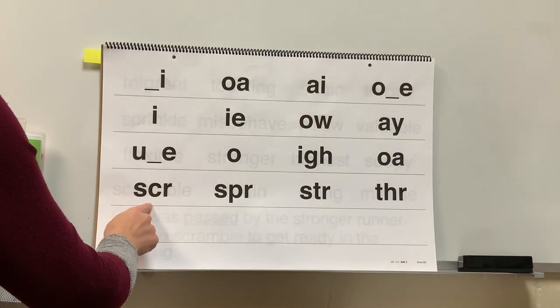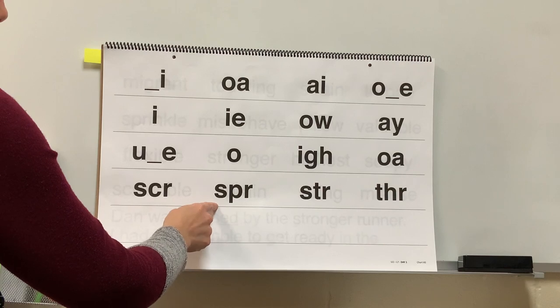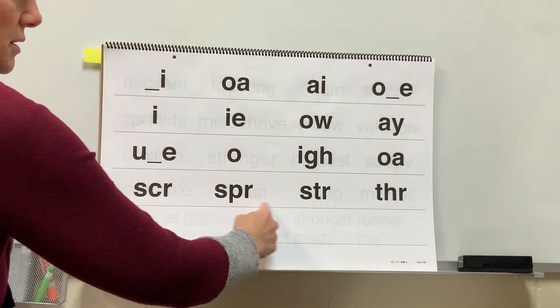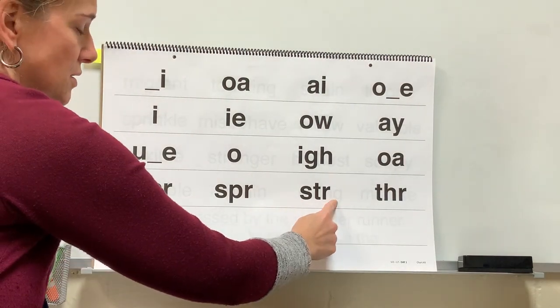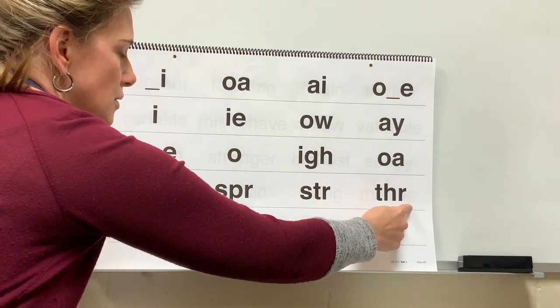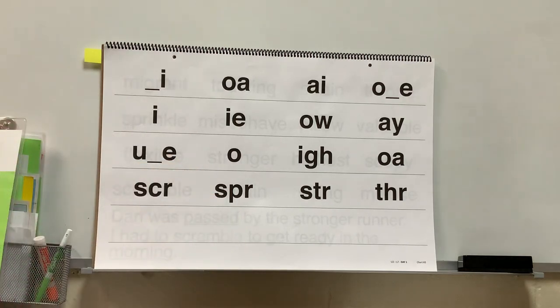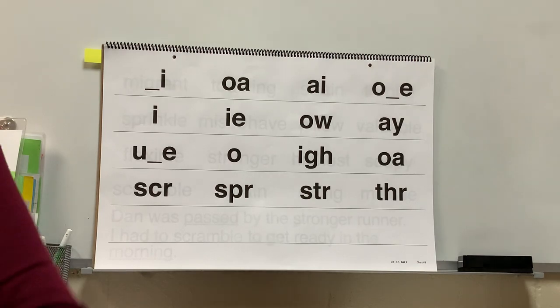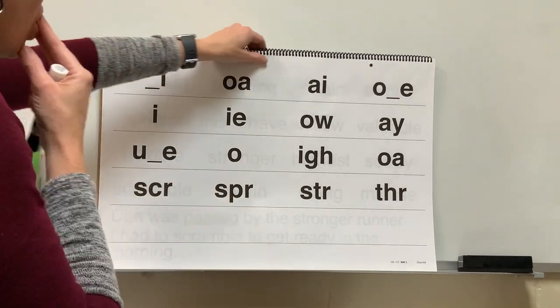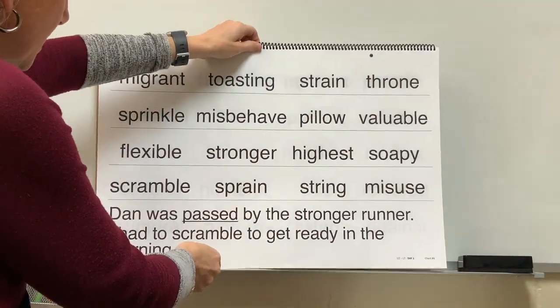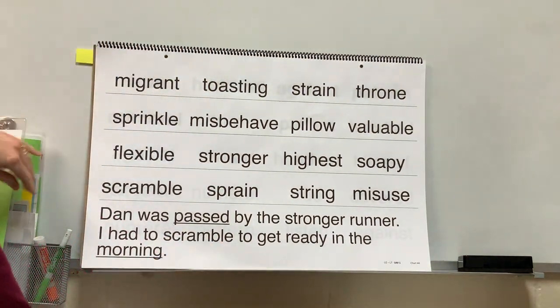Blend these sounds. Skr. Spr. Str. Thr. Now you'll read some words. Sometimes we'll say a sound for a spelling, then read the word, or we'll read the word in parts.